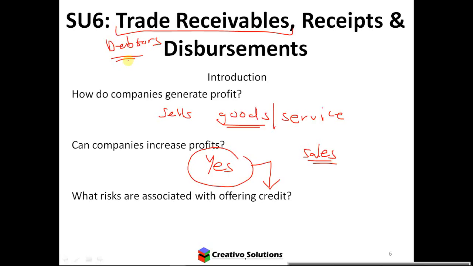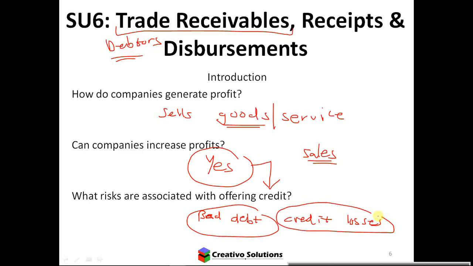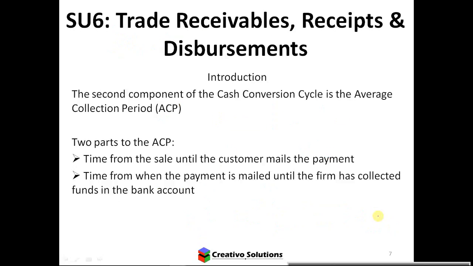Right, so what risks are associated with offering credit? The biggest risk is definitely bad debt, or credit losses. Companies obviously don't want to write off customers that can't pay, but that's a reality. You are going to have a certain amount of customers that aren't going to pay for whatever reasons. So this particular module is focusing on that: the collections, the possible bad debt that could arise, and ways to incentivize early payments.